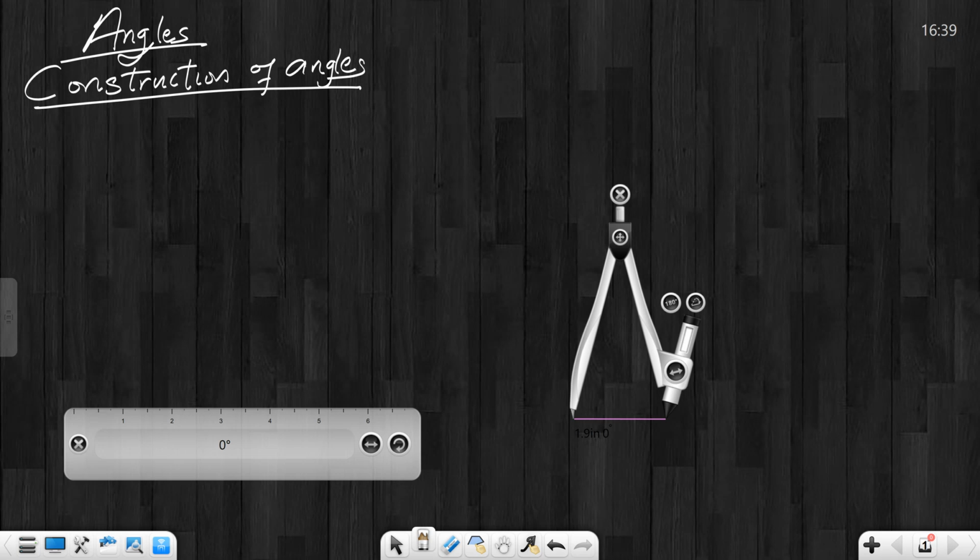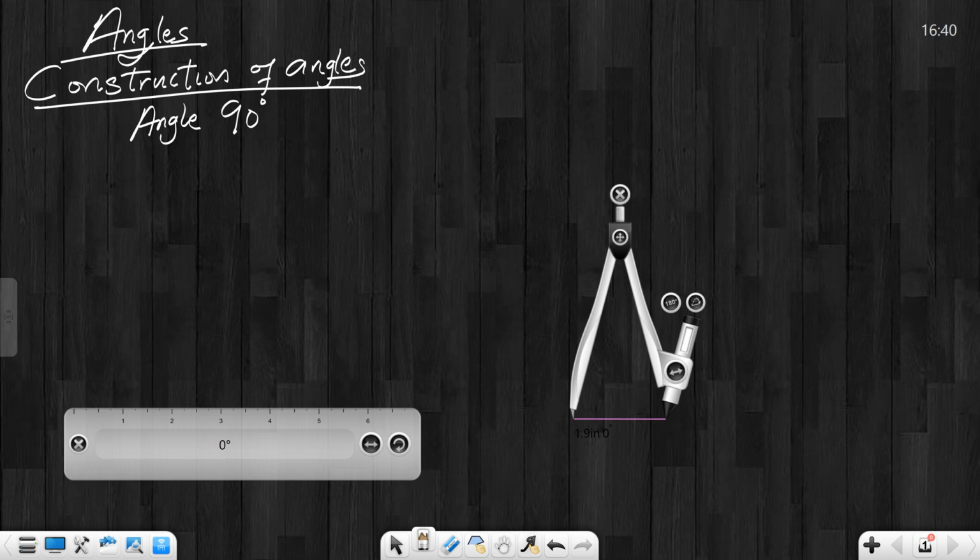Good evening, viewers. Today we'll be looking at angles, and we'll be looking at angle 90. How can we construct a 90 degree angle using a ruler and a pair of compasses only?